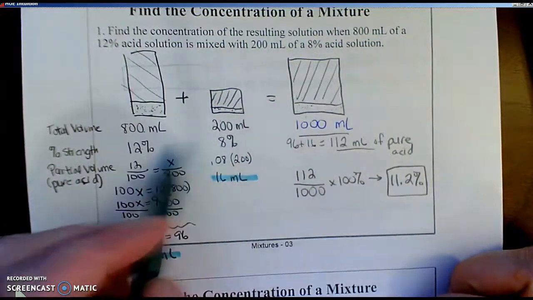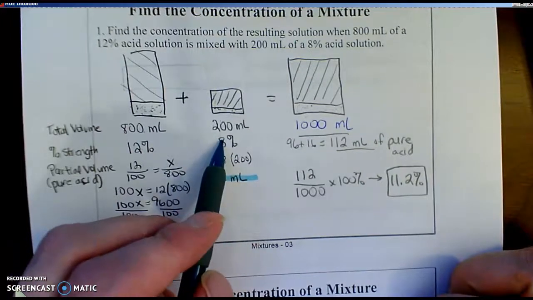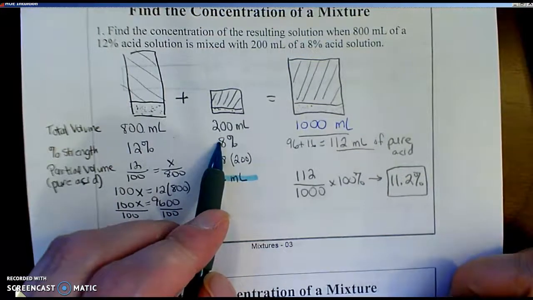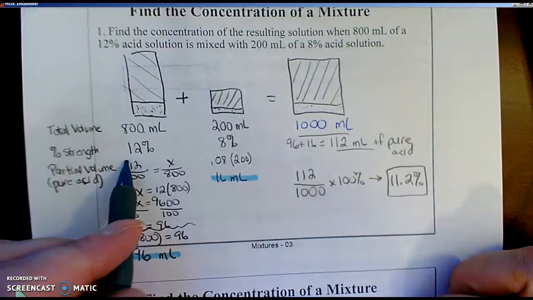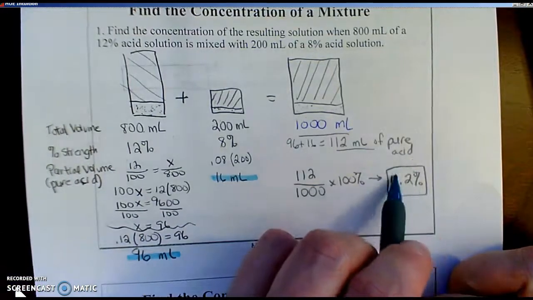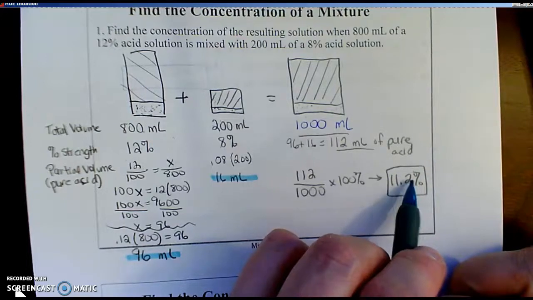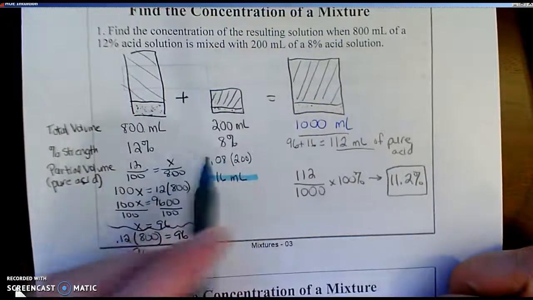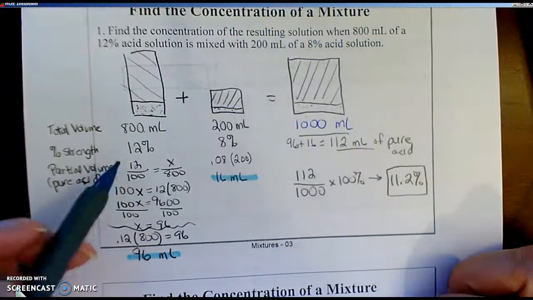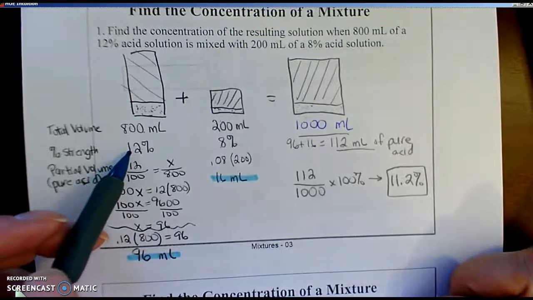You can't mix together an 8% and a 12% solution and end up with something that's weaker than 8% or stronger than 12%. So that's just a mental check to say, okay, the resulting solution has a concentration that is between the other two concentrations, but we can't just do some kind of simple math and get to that concentration.